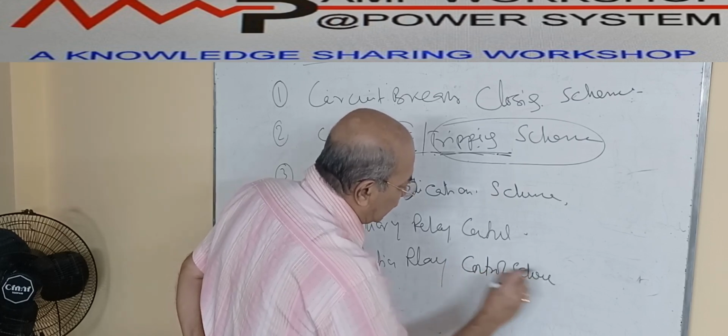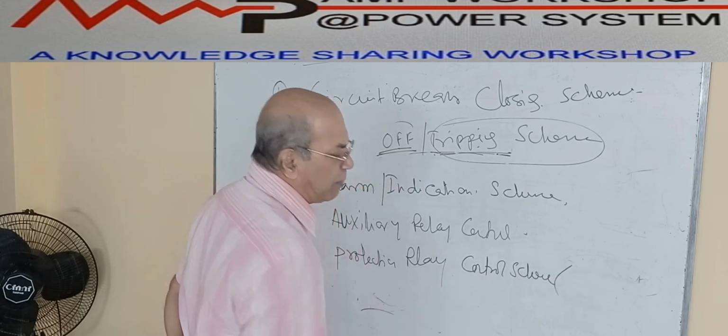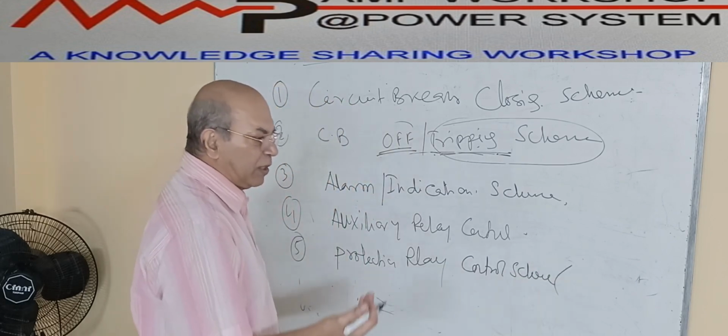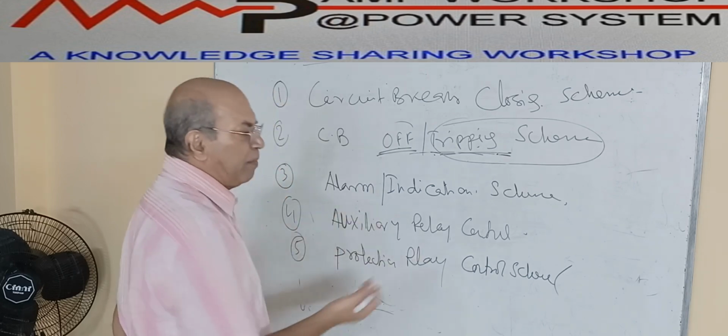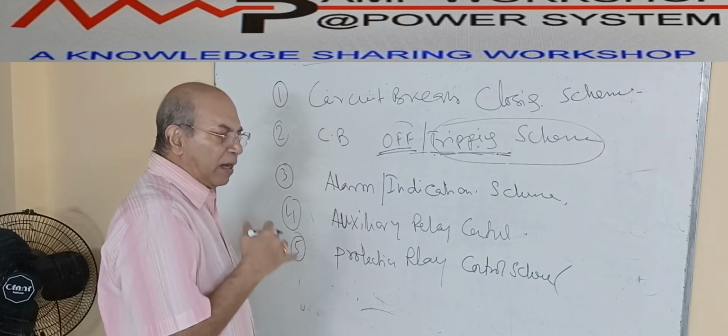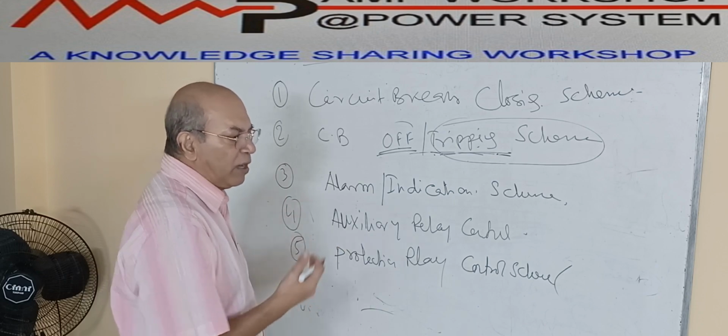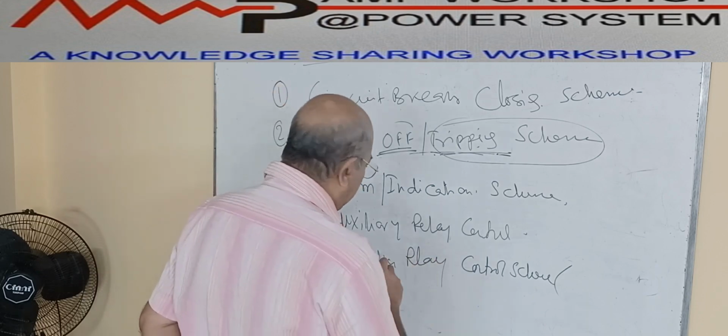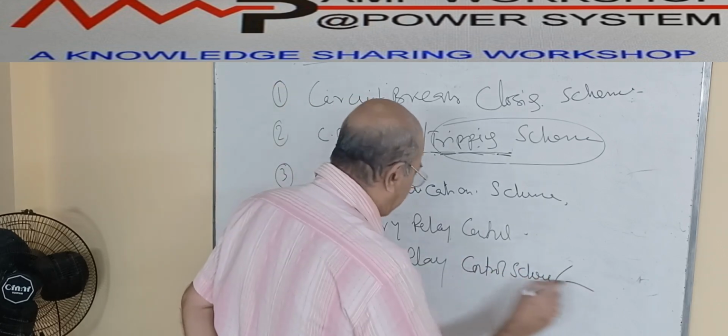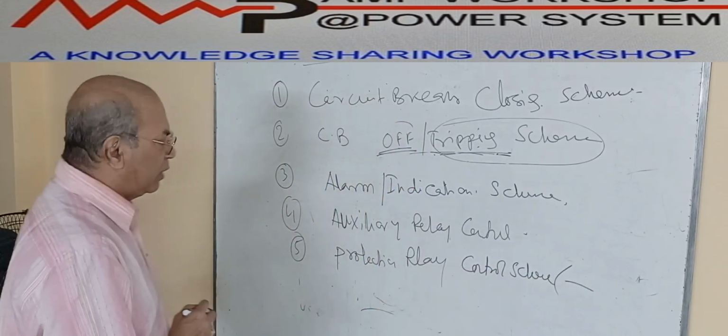This scheme contains input output device, input signal, output signal, and relay internal various auxiliary contacts, and how many auxiliary contacts, where it is going, how you are using, and how the relay is getting monitored. All these features are under this protection relay control scheme.